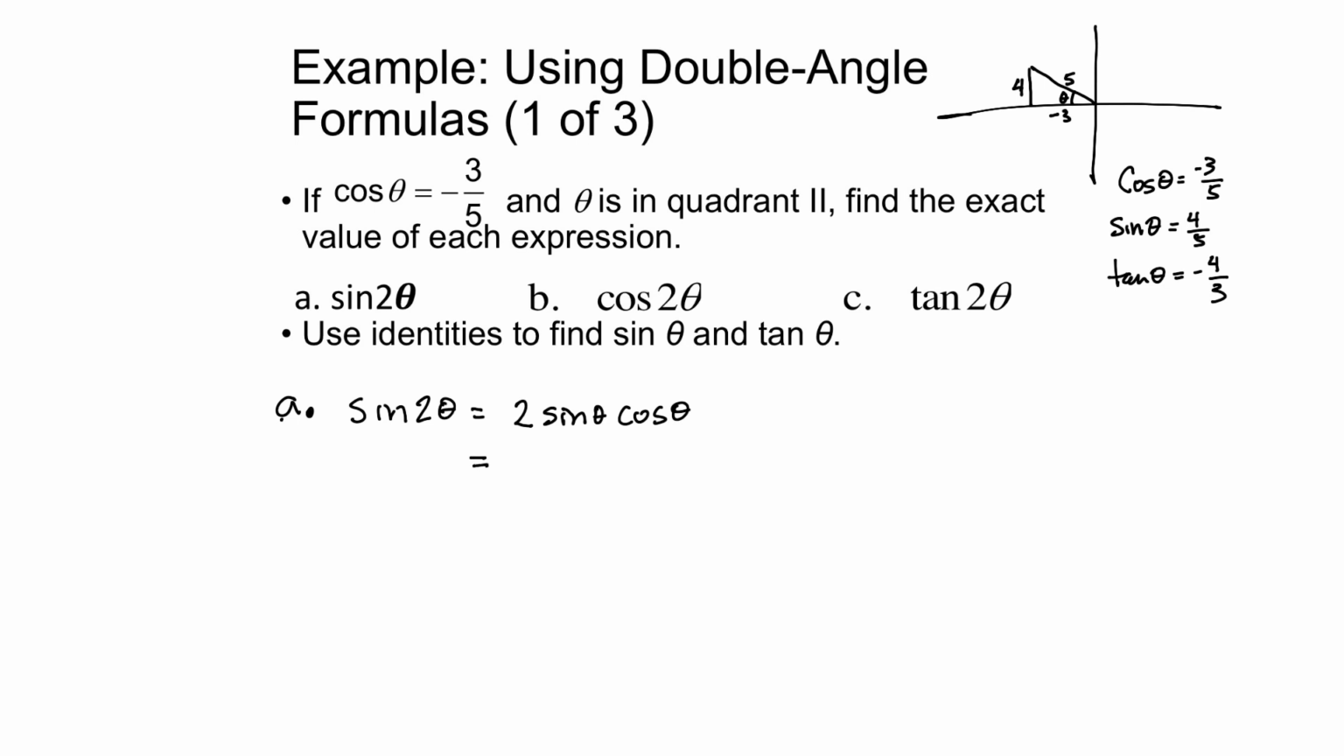Well, we know that sine theta was 4/5, so that's going to be 2 times 4/5 multiplied by cosine of theta, which is negative 3/5. So that gives us, let's see, just multiplying the fractions, this is going to be 2 times negative 12 over 25. That 2 goes up with the 12, so that gives me negative 24 over 25.